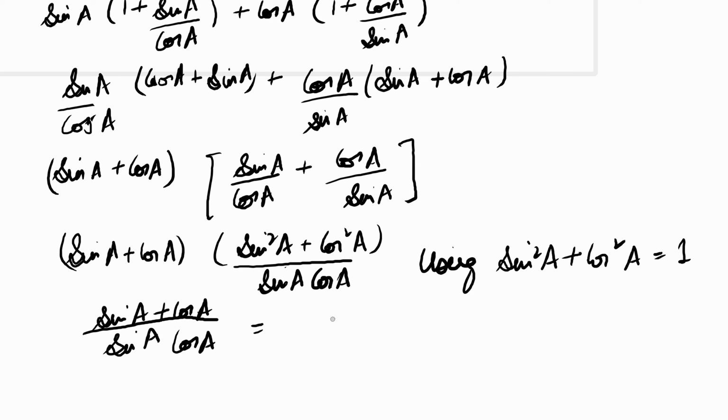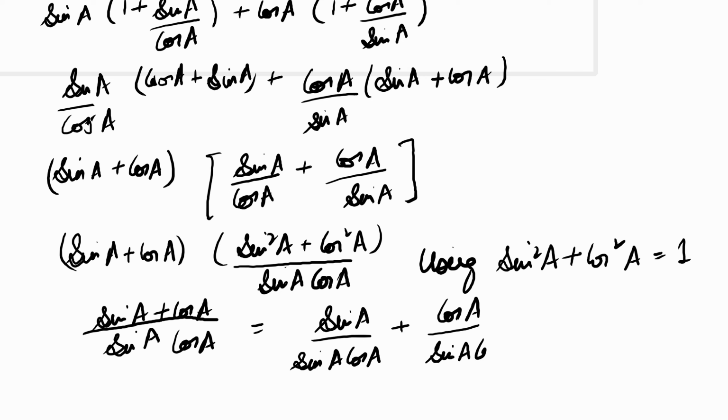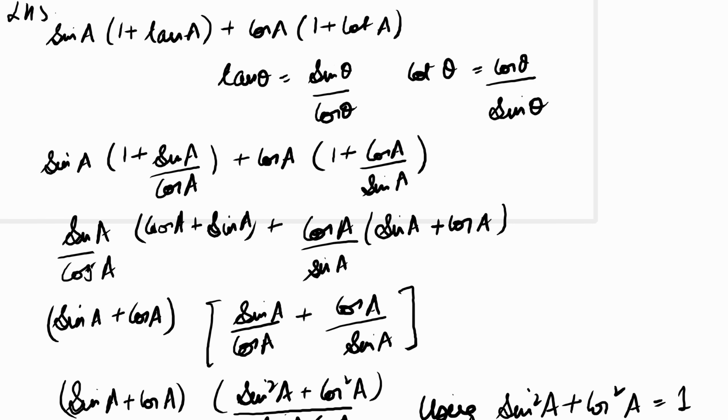So what will this become? This will become sin A upon sin A cos A plus cos A upon sin A cos A. Sin A will get cancelled out, cos A will cancel out. This will become, now 1 upon cos is sec A and 1 upon sin A is cosec A. So it will become sin A sec A plus cosec A.